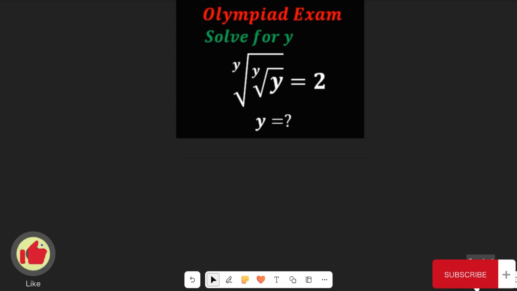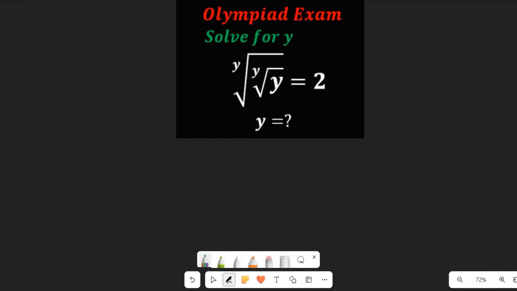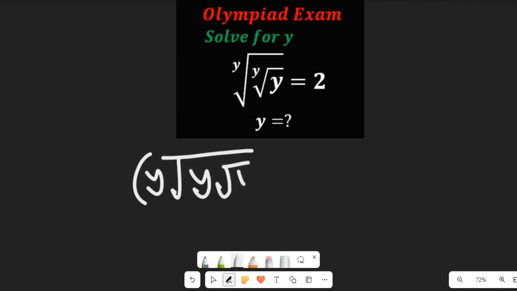Now, to find the value of y, we're going to square both sides. Remember, when we square both sides, that will help us clear the square root. Now, let's square both sides. We'll have y, the square root of y, and another square root of y, all squared, and this will be equal to 2 squared.